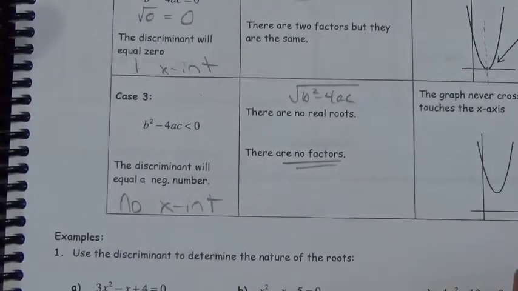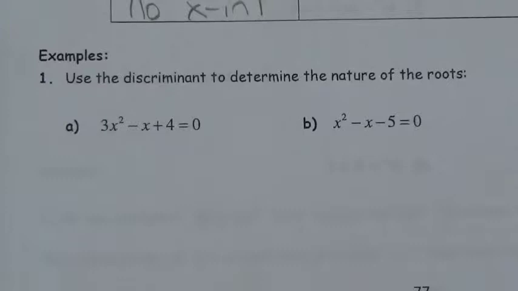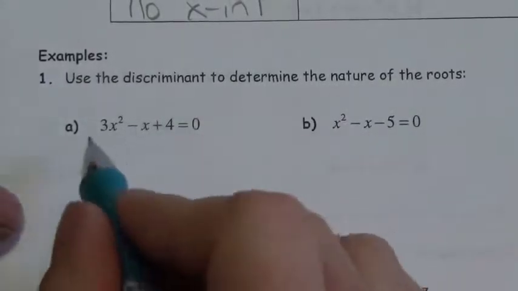Okay, now I hope that makes sense. It gives you a little bit of insight into the behavior of the quadratic, even before you start and specifically find the x-intercepts here. Now let's take a look at some examples. So in these next few questions, we're going to use the discriminant to determine the nature of the roots. So we're going to figure out what they're going to look like even before we actually get to what the roots actually are here.